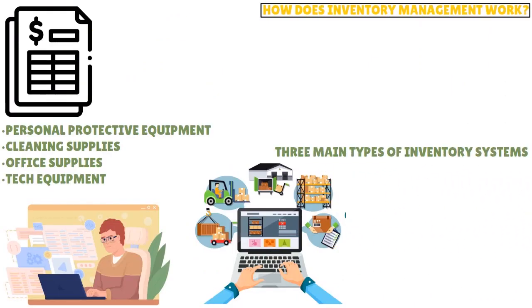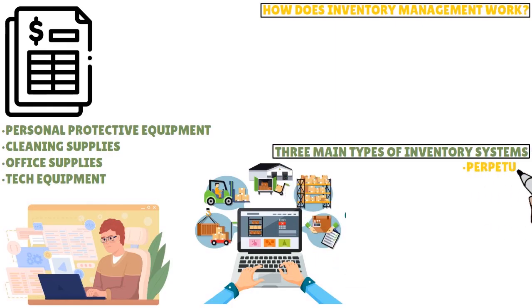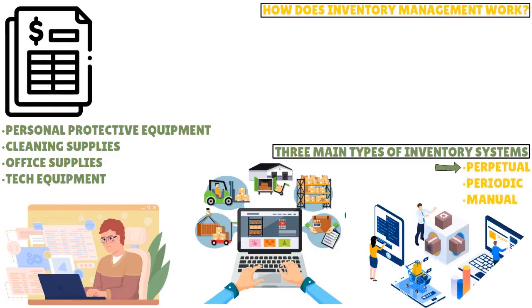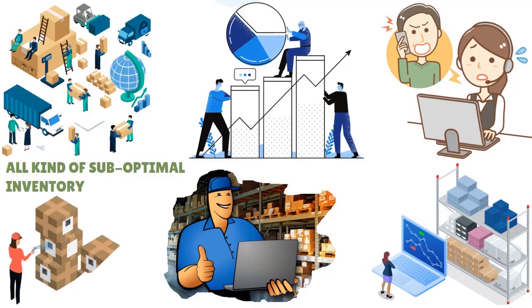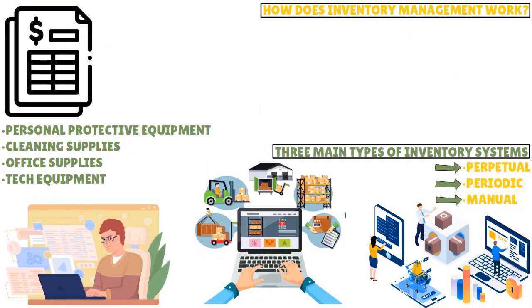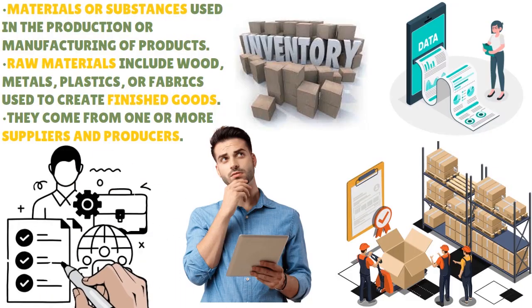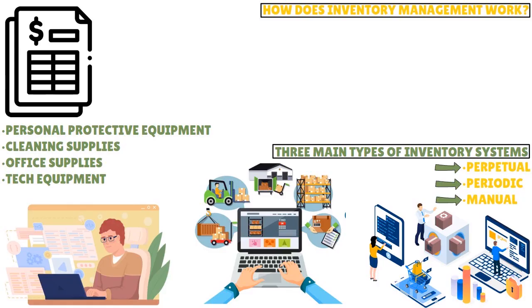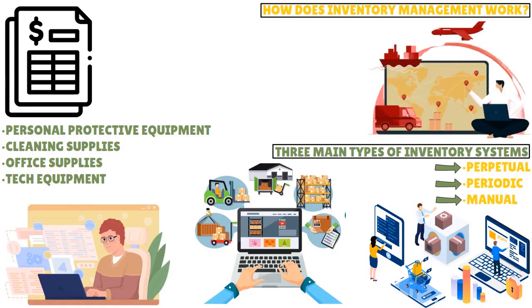There are three main types of inventory systems: perpetual, periodic, and manual. A perpetual inventory system continuously tracks inventory in real time. In contrast, a periodic system requires physical inventory counts at the beginning and end of a specific period. A manual inventory system is the old school pen and paper approach. It is really only a viable option if your monthly sales are in the single digits, okay?